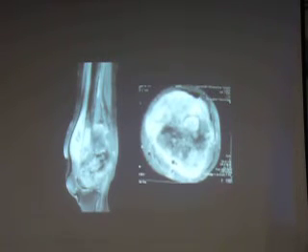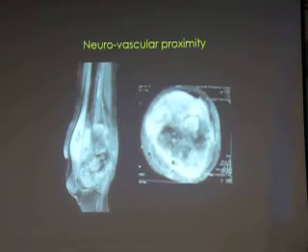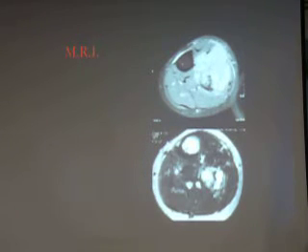Here you can see a big osteogenic sarcoma in the diaphysis of the femur, and the neurovascular bundle is completely engulfed inside that mass. So that gives you an idea about the probable management of that particular patient.